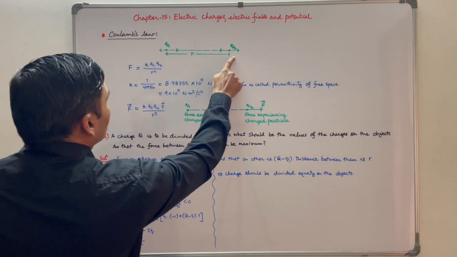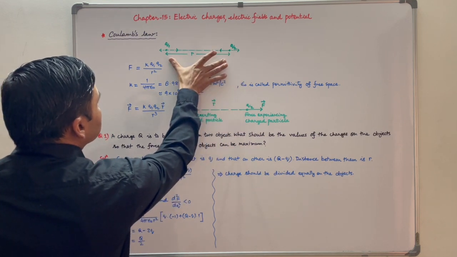Suppose Q1 and Q2 are two charged particles separated by a distance r.